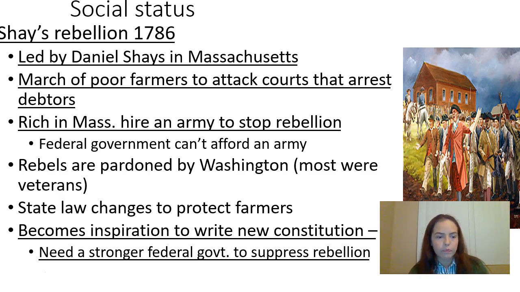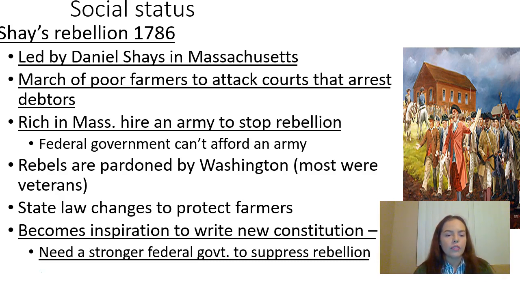And we also see that these rebels and farmers are pardoned by Washington because most of them were veterans from the Revolution. So Washington understands that these farmers have increased taxes, and that they were not paid their pensions as promised for fighting in the war. So Washington decides not to punish these farmers, but instead to start the process of state laws changing in order to protect farmers.